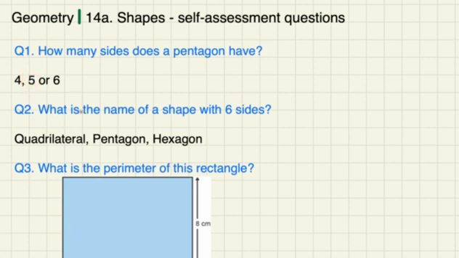Question 2. What is the name of a shape with 6 sides? Is it a quadrilateral, a pentagon, or hexagon? Okay, well, we've discovered in this previous question that a pentagon is 5 sides, so we can rule that out. So it's between these two. And a quadrilateral, hopefully you remember that quad means 4. There's I think a quad bike that has 4 wheels, and a quad in a playground or something like that that has 4 sides.